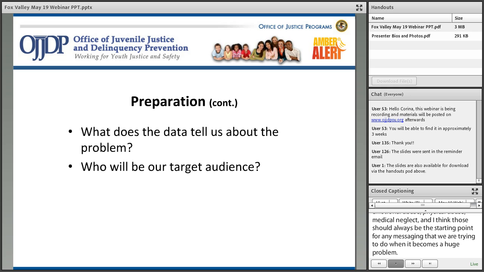The other part of the preparation is what does the data tell us about the problem, which I just mentioned, and who will be our target audience. If we see that we have a lot of case information or referrals, and we substantiate cases and we find that maybe 70% of our cases are single mothers between the ages of 20 and 35, well, maybe our target audience should be stronger messaging about options available for single mothers in that age range that are realistic. So that's an example of what I mean about our target audience. We not only want to approach the whole community, but sometimes our messaging needs to be more specific.